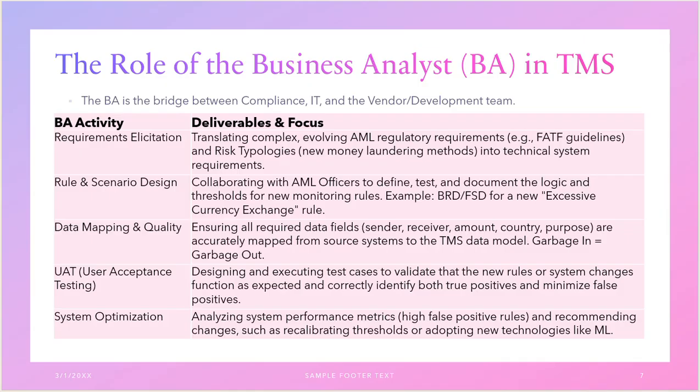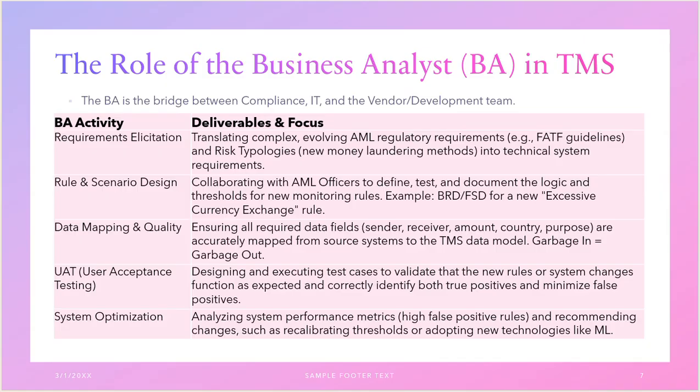So in each activity, what are the deliverables and where the business analyst needs to focus while doing the activity, like requirement initiation. At that time, the BA should translate the complex and evolving anti-money laundering regulatory requirements, like FATF guidelines, the financial intelligence unit guidelines, or government guidelines related to AML and CFT and risk typology. New money laundering methods will be created, and the business logic and technical system requirements. What are the requirements from the business to convert into technical system requirements? Rule and scenario design will be part of the business analyst's work.